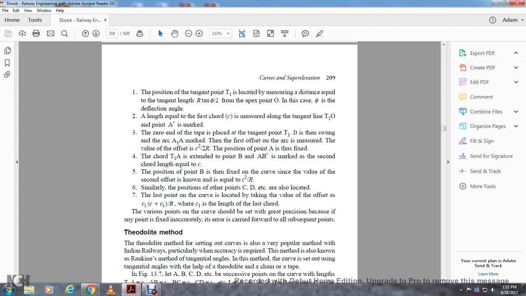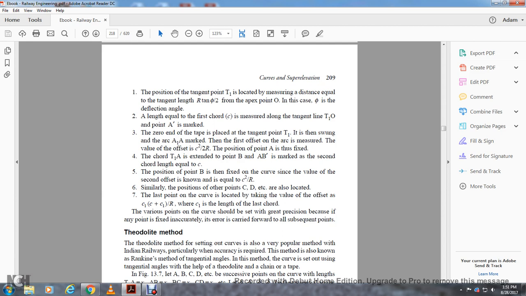The chord T1A is extended, and from point A, point B is marked with the second chord length equal to C. The position of B is fixed on the curve with the value of the second offset, equal to c squared, the chord squared divided by the radius. Similarly, the positions of points C, D, and so on are also located.